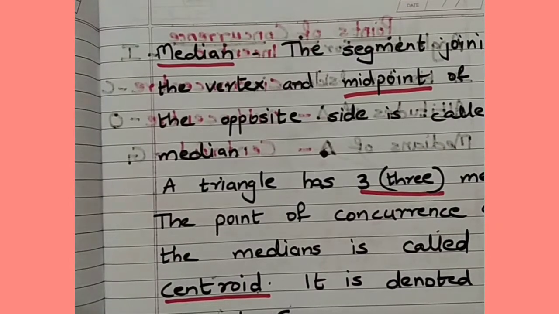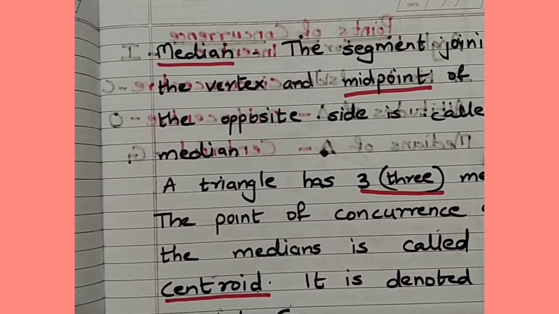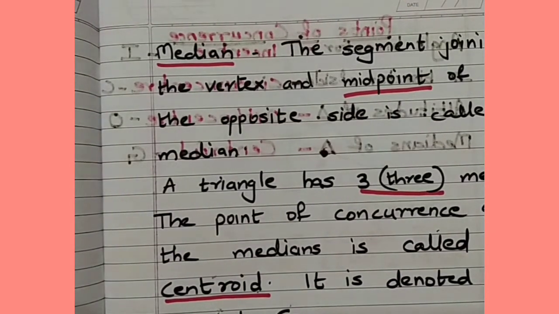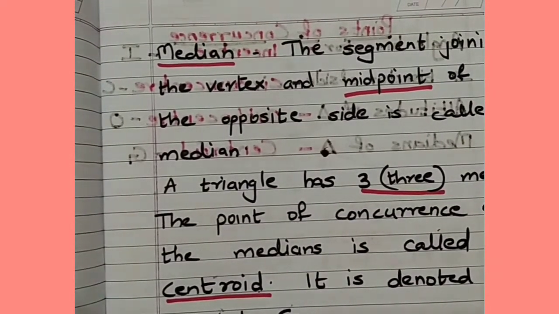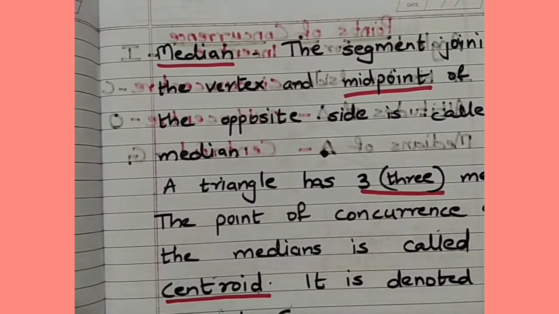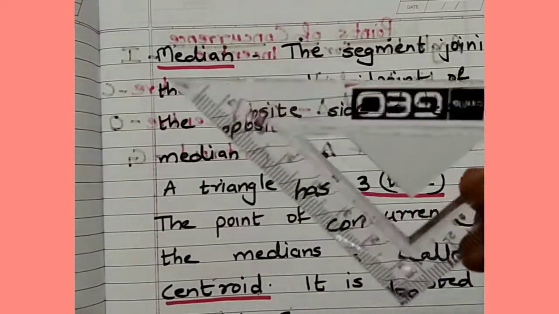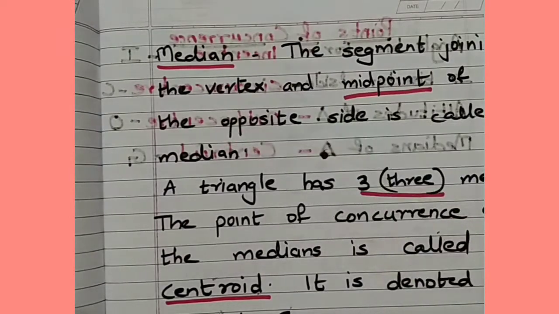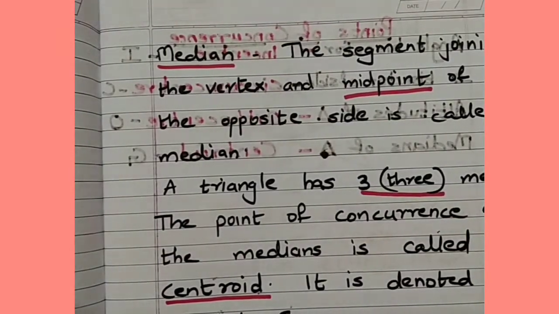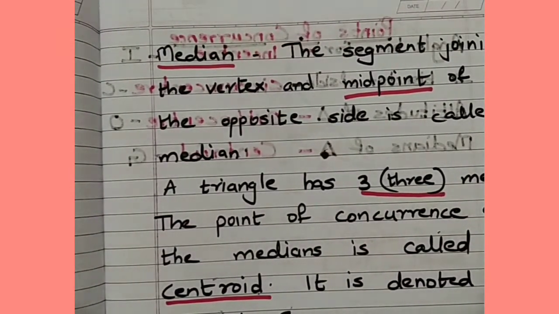So this is a segment drawn from the vertex. Again, it is a segment drawn from the vertex only to the opposite side. But where on the opposite side? To the midpoint of the opposite side. Here it does not require it to be a perpendicular. Remember, not necessary it will form an angle of 90 degrees. So we don't need the set square to draw the median, because it is to be drawn from the vertex to the midpoint of the opposite side.